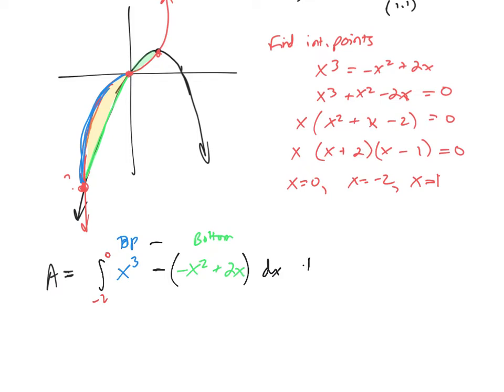So that's the first setup. You can go ahead and do that one, or I don't want to forget to do the other half of the problem. So I'm going to go ahead and set it up. And now I'm going from 0 to 1, and they switched. My parabola is now my top curve. So top curve is now the negative x squared plus 2x. And then minus the bottom curve is my cubic.